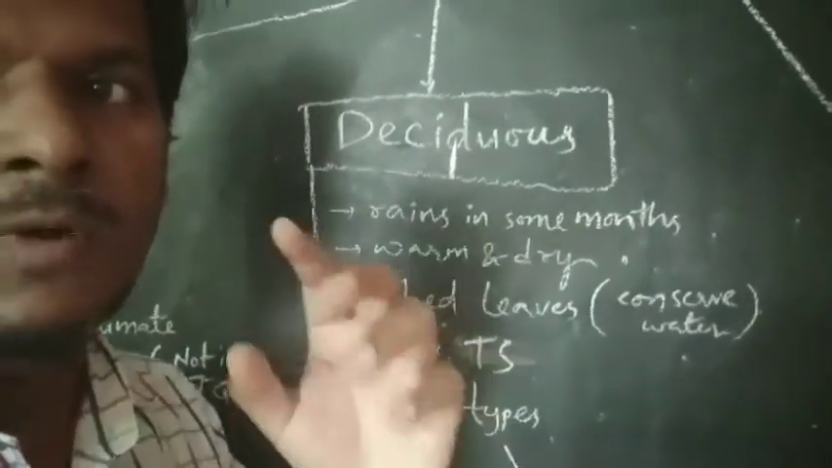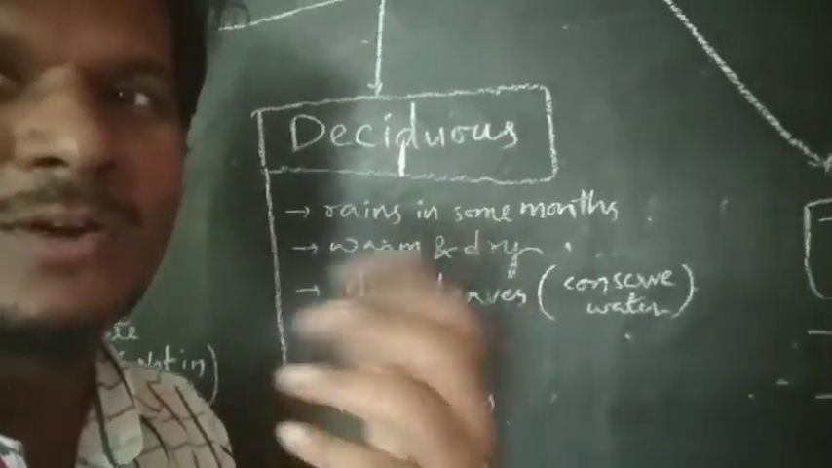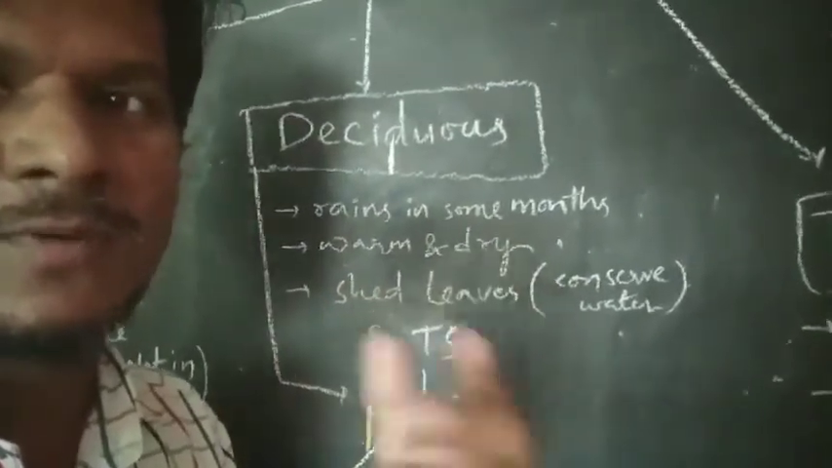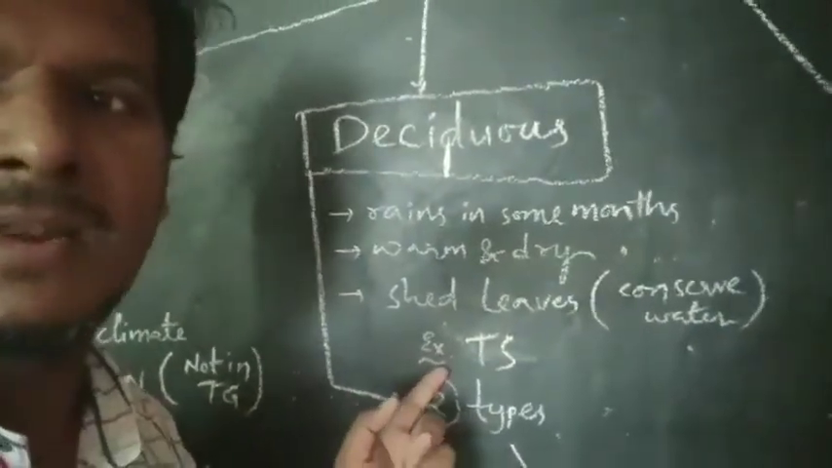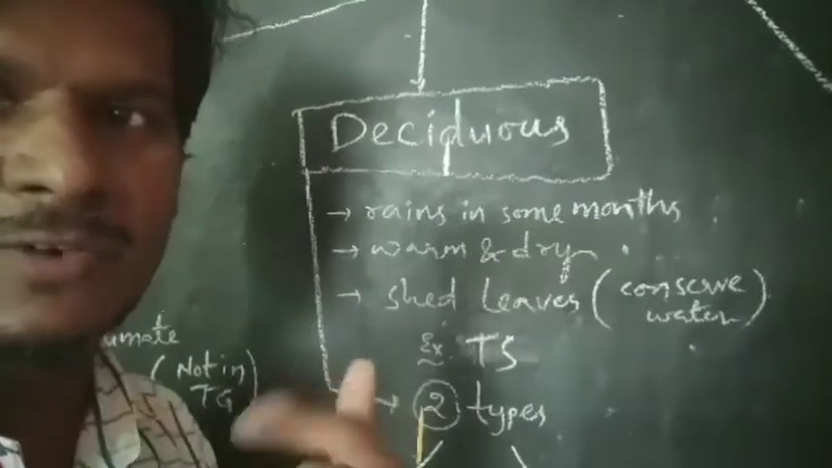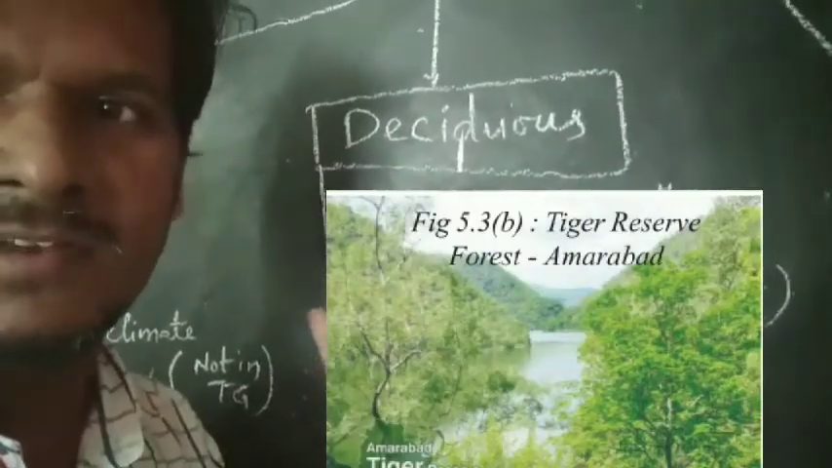Why? Because water is available in only a few months of rainy season. In the remaining months they have to conserve that water. Trees have to conserve their water. For that purpose they shed their leaves. And next, in Telangana, particularly which kind of forests are found? You may get one question in the objective paper. So obviously in Telangana deciduous forests are found.